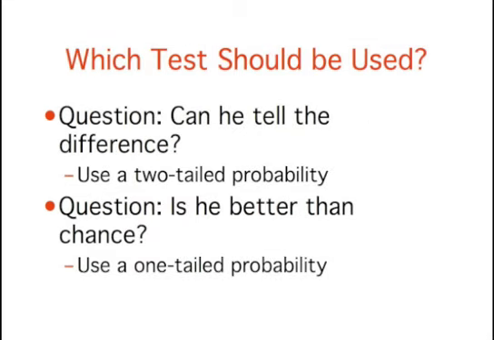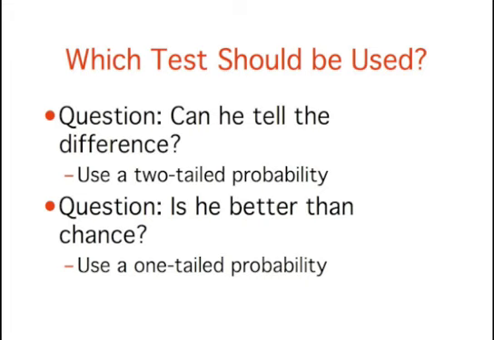Should the one-tailed or the two-tailed probability be used to assess Mr. Bond's performance? That depends on the way the question is posed. If we are asking whether Mr. Bond can tell the difference between shaken or stirred martinis, then we would conclude he could if he performed either much better than chance or much worse than chance.